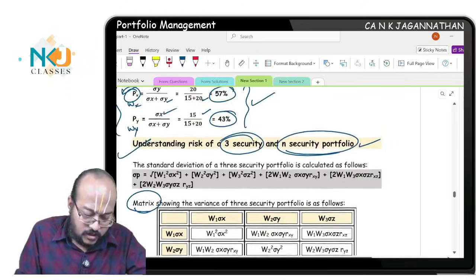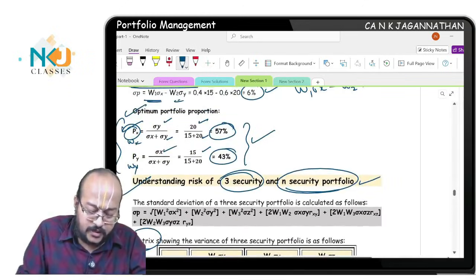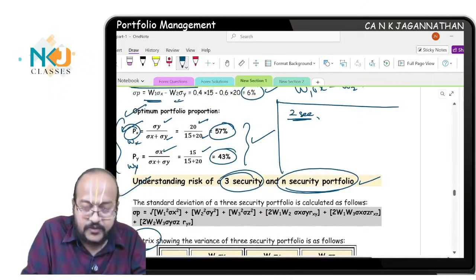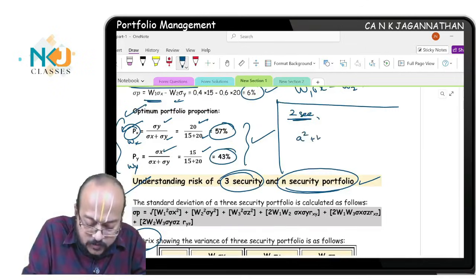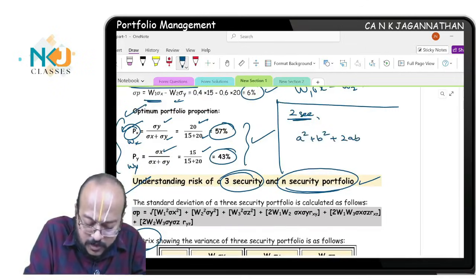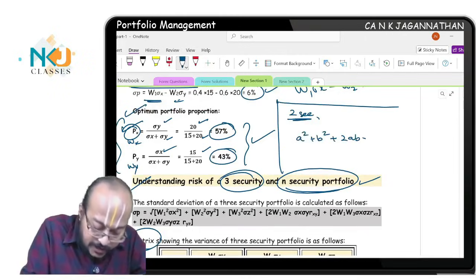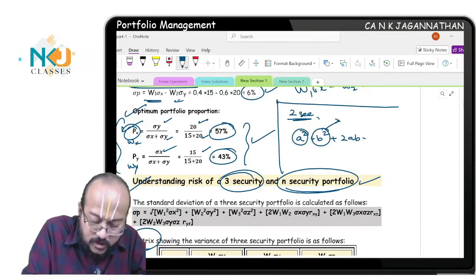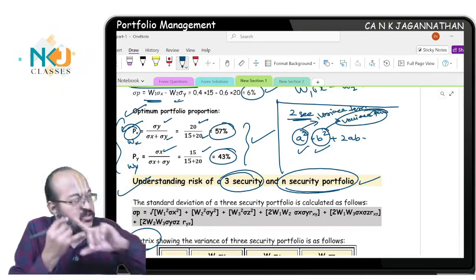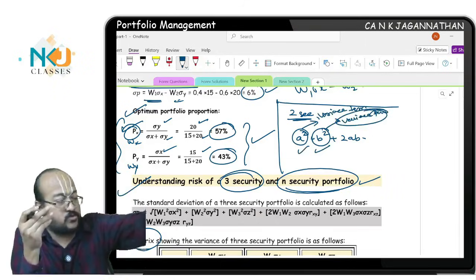See, here in case of 2 securities, I'll explain the matrix later. First, in case of 2 securities, we already learned there is a square plus b square. To simplify, I'm using this formula: a square plus b square plus 2ab. Agreed? Now the square terms are called variance terms. Here, if you notice, there are 2 variance terms, a square and b square.